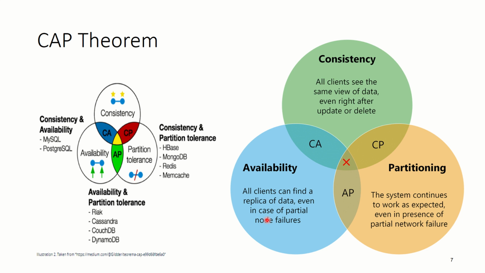That means the data which is available in one node will be available in some other node as a replica, so that even if any node failure happens, you have the data at your hand. And then comes the final one, which is partitioning. It is very important in case of network failure. So even if there is any partial network failure, the system will continue to work as expected. So that is nothing but the partitioning, right?